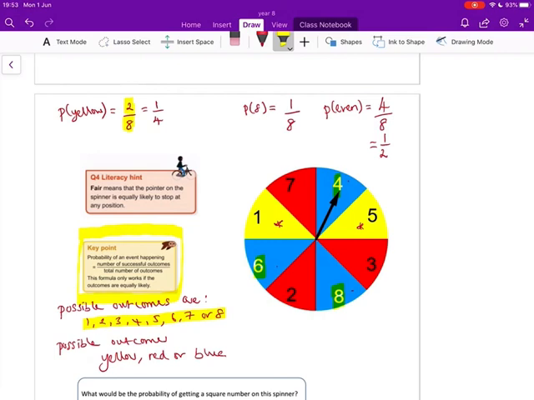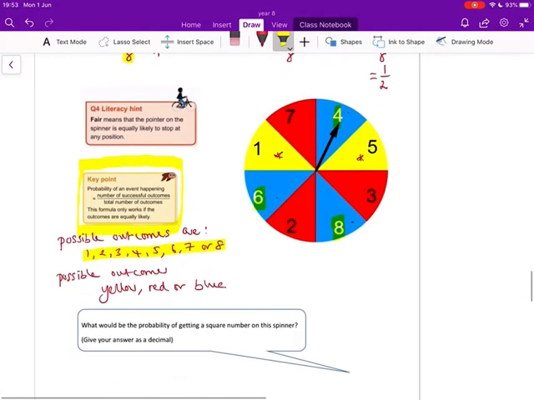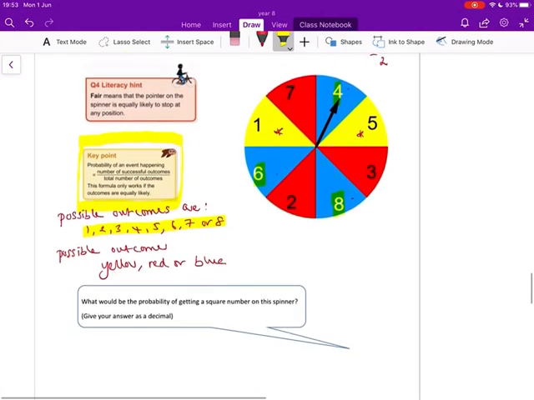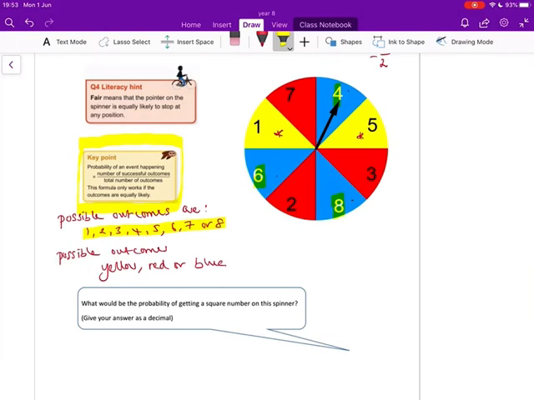So I'm going to give you a question now to have a look at. What would be the probability of getting a square number on this spinner? So have a think what you think the probability of getting a square number on this spinner is. Give your answer as a decimal, and you'll need to enter that in a moment onto your screen.